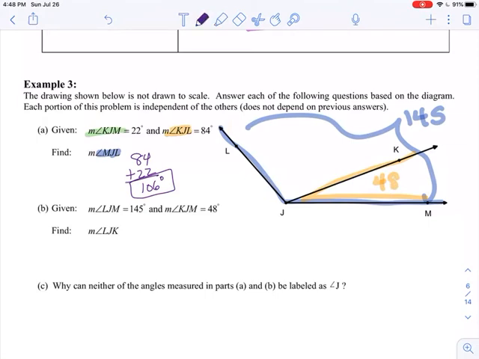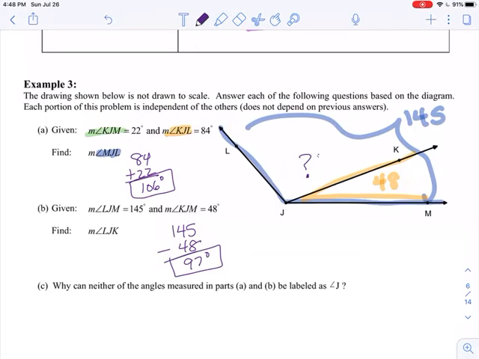And I'm trying to find out angle LJK. I'm trying to find this one up here. So I know both of them together are 145. The smaller one on the bottom is 48. And I'm trying to find this one on top. I'm going to take 145 and subtract 48 is 97 degrees.